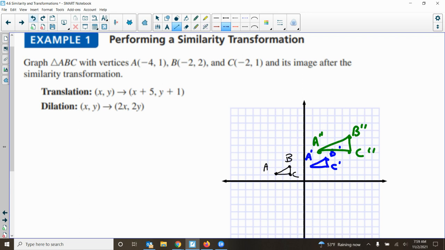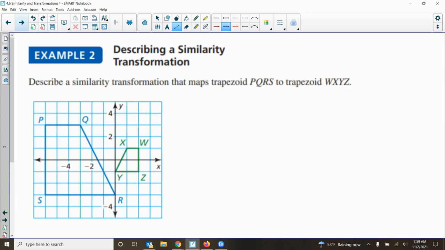Let's do example 2. Now we're working backwards. Now describe the similarity transformation to go from PQRS to WXYZ. What do you think here? Kayla, what do you think, buddy? Can we do a reflection and then a dilation? Okay, it looks like it's probably going to be a reflection and dilation. I agree. Does it matter what order? Yes. No.